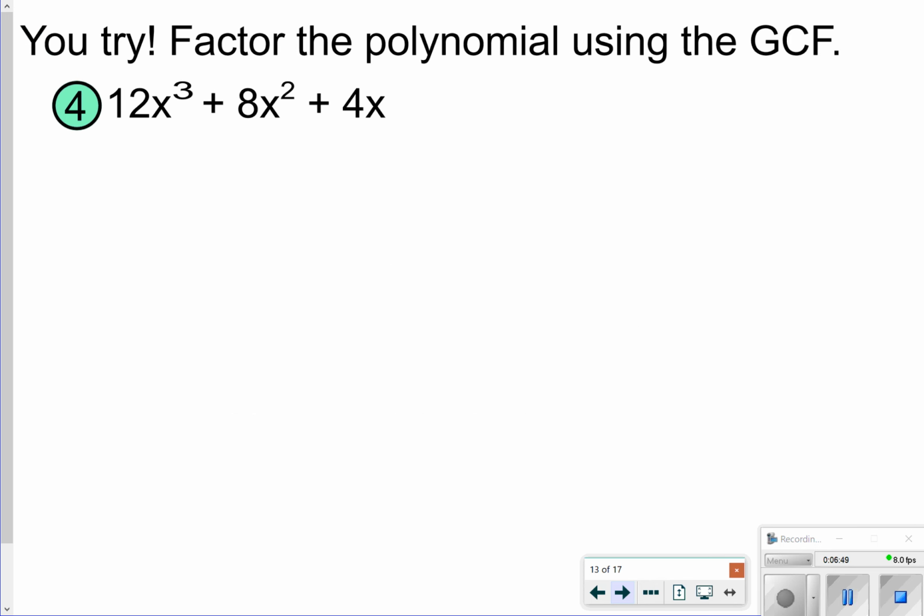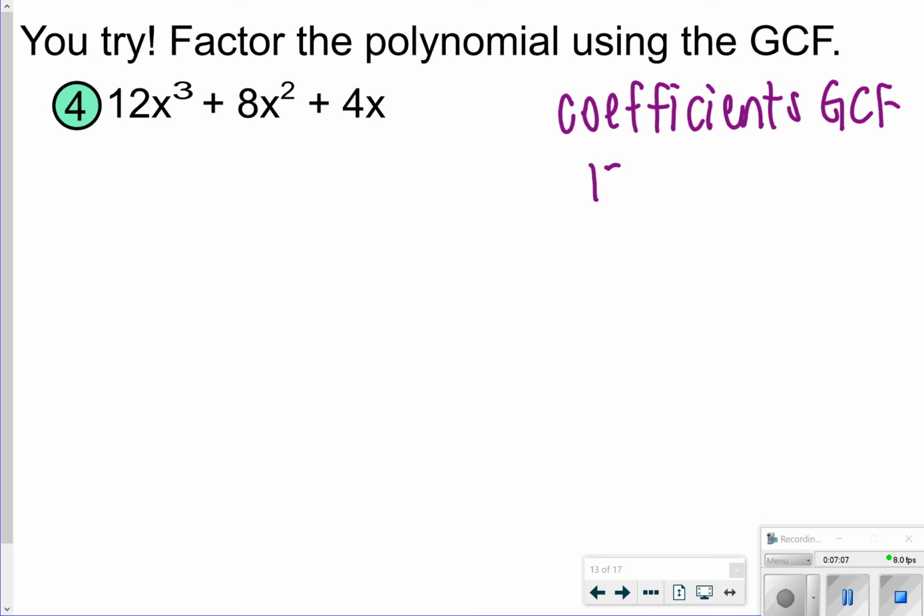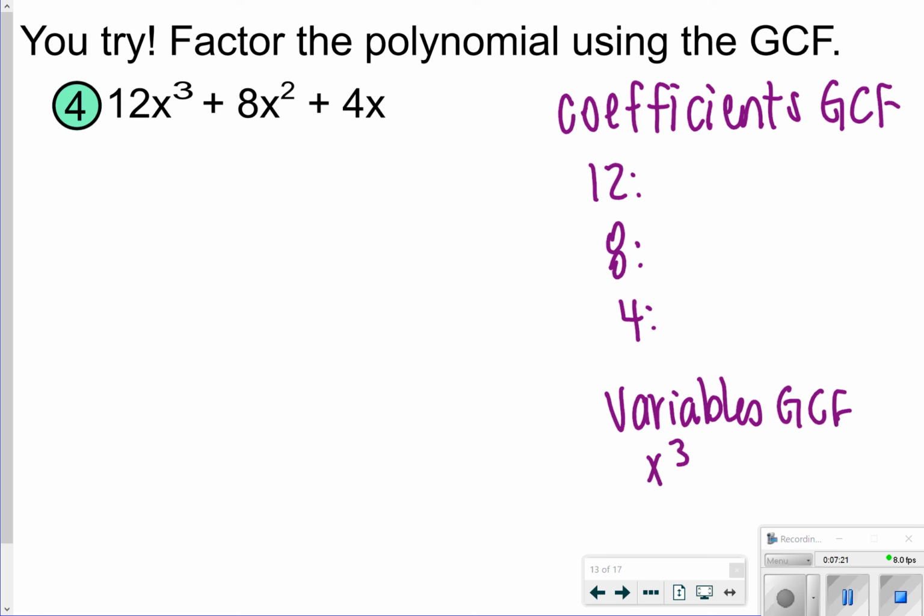Alright, so this one's number 4 in your notes, and it says to factor out the polynomial using the GCF. So just think about again, you have to find the GCF of the coefficients, and those coefficients are 12, 8, and 4. And then you also have to find the GCF of the variables, which are x to the third, x to the second, and x. Once you find your GCF, then you can divide. So let's go ahead and pause here for number 4. Try it, and then once you're done, click play so you can see how it's done.